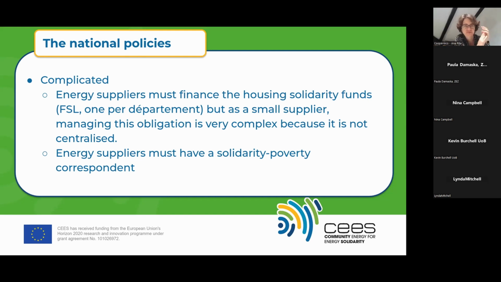And also, as an energy supplier, we have to have a solidarity poverty correspondent, who is supposed to make the link between all the social workers of all the departments, and also who is supposed to provide a file with the contacts of all the clients that struggle with their energy bills to the departments.